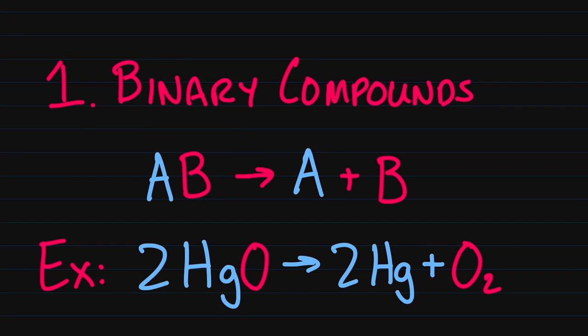So first up, we have binary compounds. This one's the most simple out of all of them. It's actually the general rule. So we've got a compound that splits into two different elements. So we got AB splitting into A plus B. In the example here, I've given you mercury(II) oxide, which splits into liquid mercury and oxygen gas.